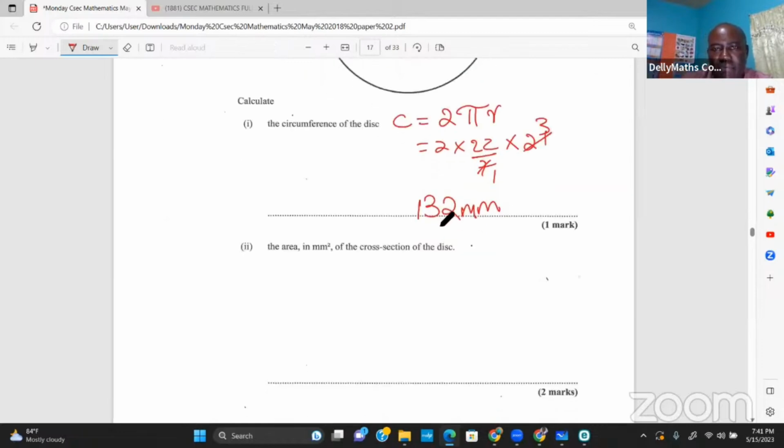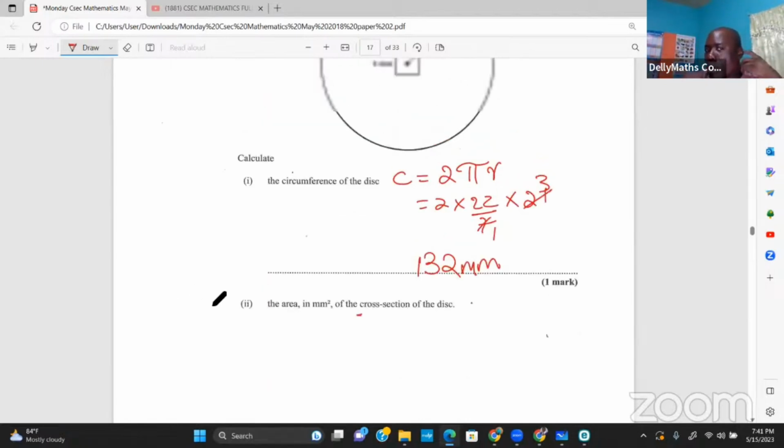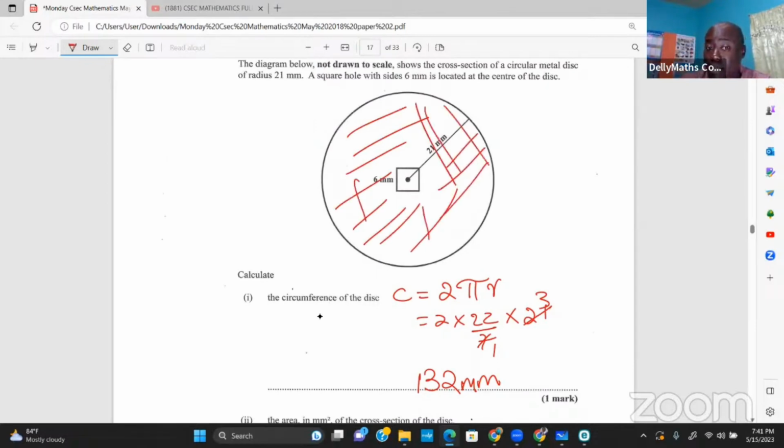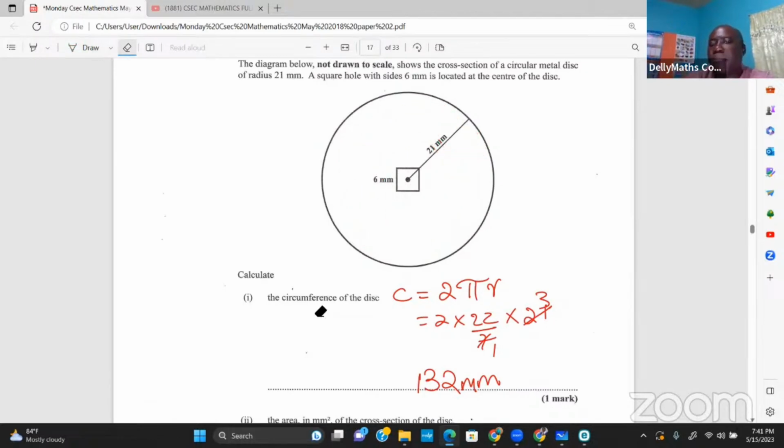Let's go to the next question. The area in millimeter squares of the cross section. So now we have to think about the cross section they're talking about. Area of the cross section. The cross section is actually the entire thing except the hole, because there's a hole in the middle, you notice? There's a square hole. So I want to find the area of the circle, and then subtract this hole because it is an empty space. I'm going to find the area of the circle and then pluck out the area of the little square down there. That's the concept.